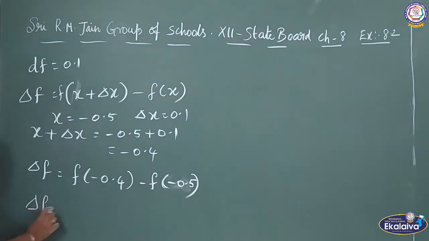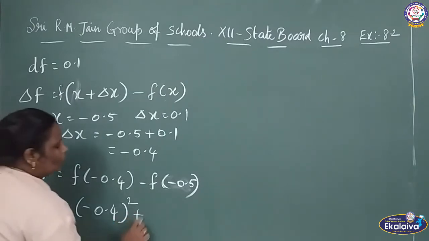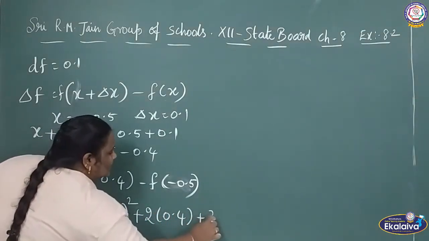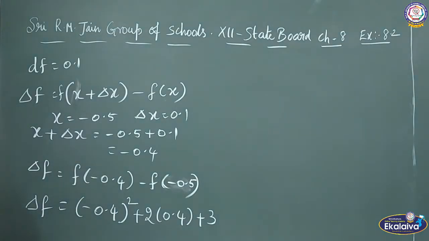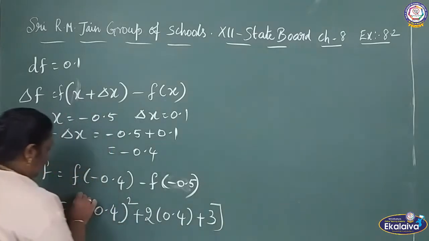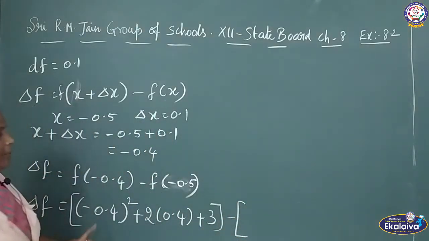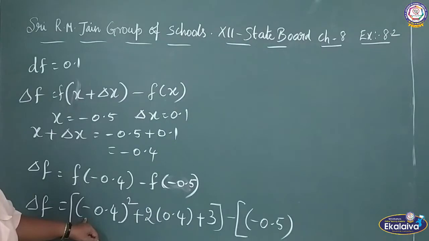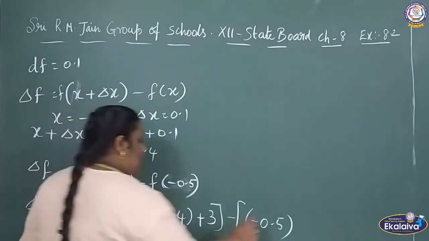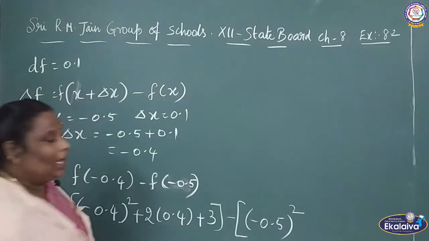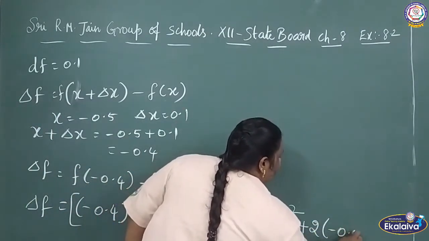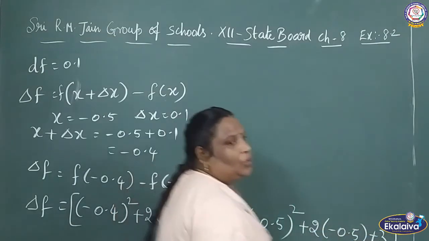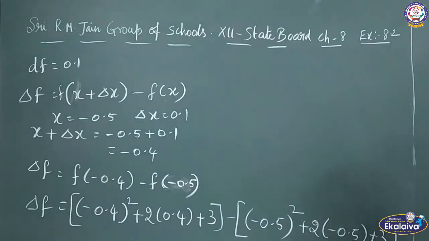So, delta f equal to minus 0.4 the whole square plus 2 into minus 0.4 plus 3, minus, minus 0.5 the whole square plus 2 into minus 0.5 plus 3.